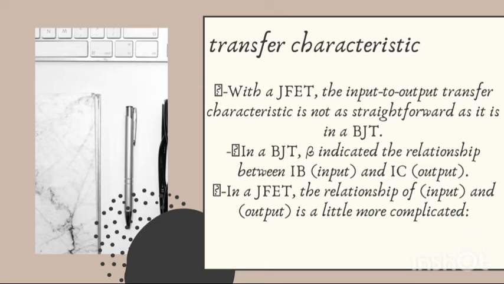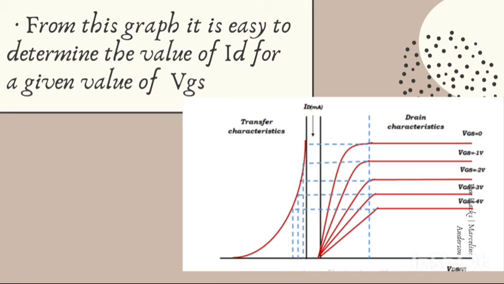Transfer characteristic. With a JFET, the input to output transfer characteristic is not as straightforward as it is in a BJT. In a BJT, the symbol beta indicates the relationship between IB input and IC output. In a JFET, the relationship of input and output is a little more complicated. From this graph, it is easy to determine the value of ID for a given value of VGS. On the x-axis, we put the VDS value. On the y-axis, we put the ID value.